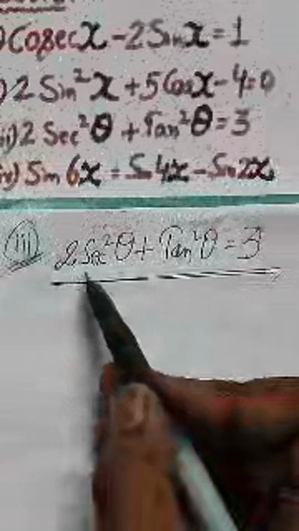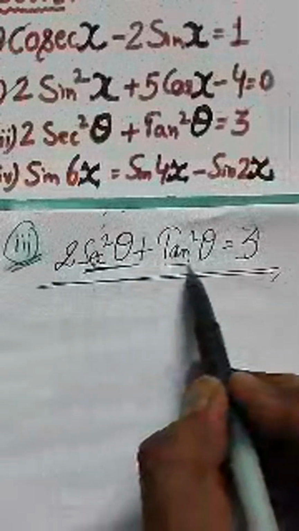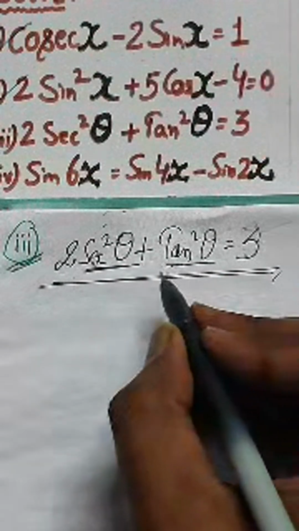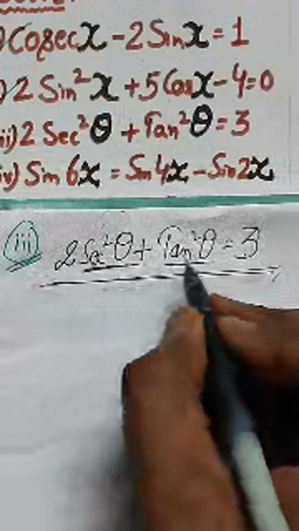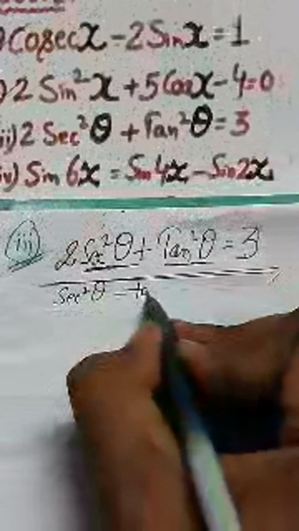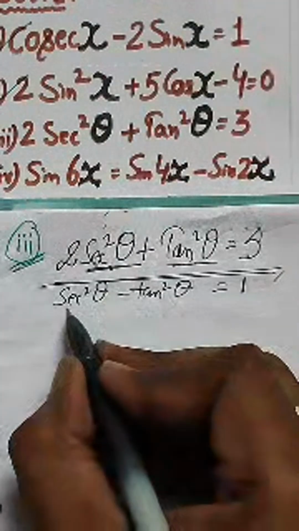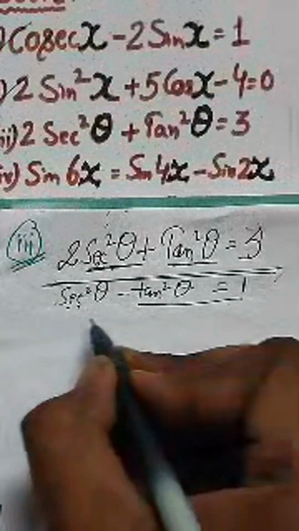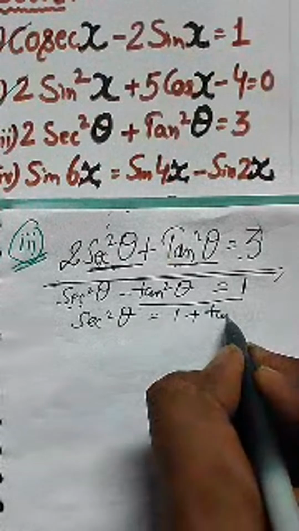So first of all, to solve these questions, we can simply convert either sec theta into tan theta or tan theta into sec theta. Here we will simply convert this sec square theta into tan square theta, since sec square theta minus tan square theta is equal to 1, right? So in place of sec square theta, we can write 1 plus tan square theta.